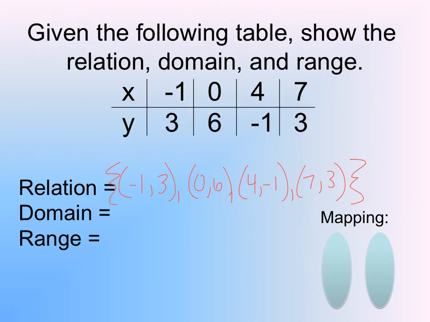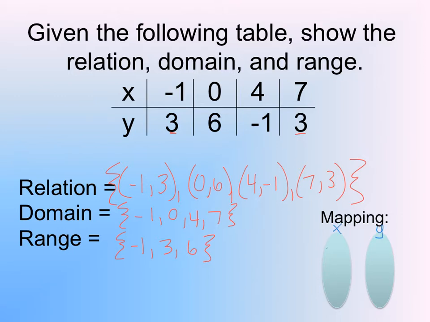And then whenever I want to list just my domain, I'm going to list just my x values, which is nice because they're already in order in the table above. And then when I want my range, I'm going to list them, and that would be -1, 3, 6. Again, I don't have to repeat that 3 twice, so that would be how that works. Now, the mapping, what it is basically you have one little spot for x's and then a spot for y's.